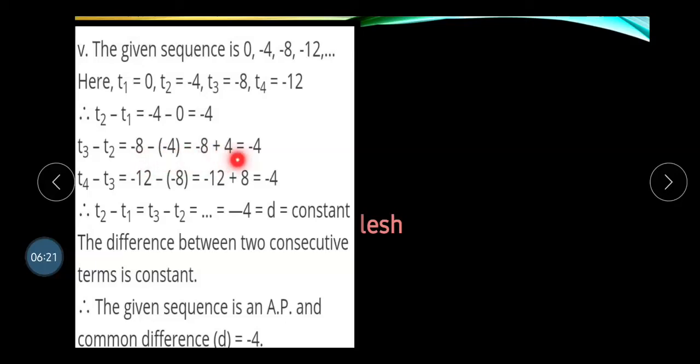Here we need to subtract and put the sign of the bigger number. So we will get minus 4. T4 minus T3 equal to minus 12 minus minus 8. Minus minus will become plus. So minus 12 plus 8 we will get minus 4. We need to subtract over here and put the sign of the bigger number.